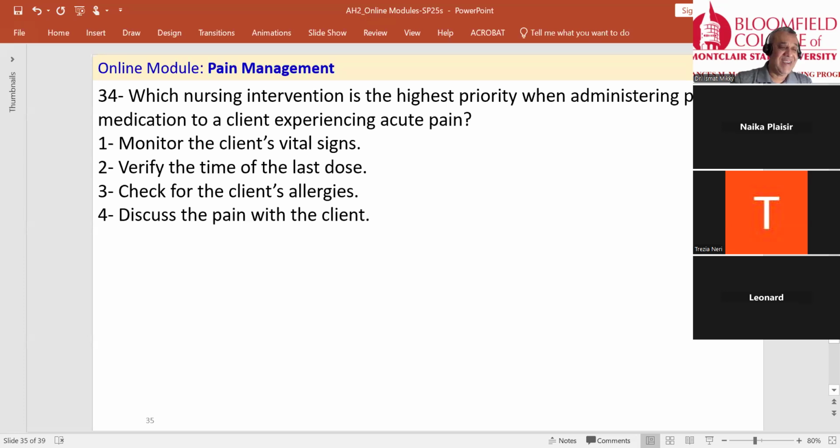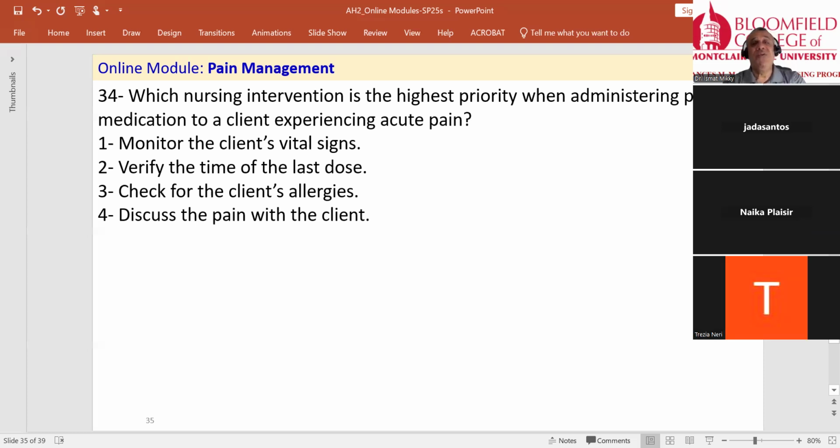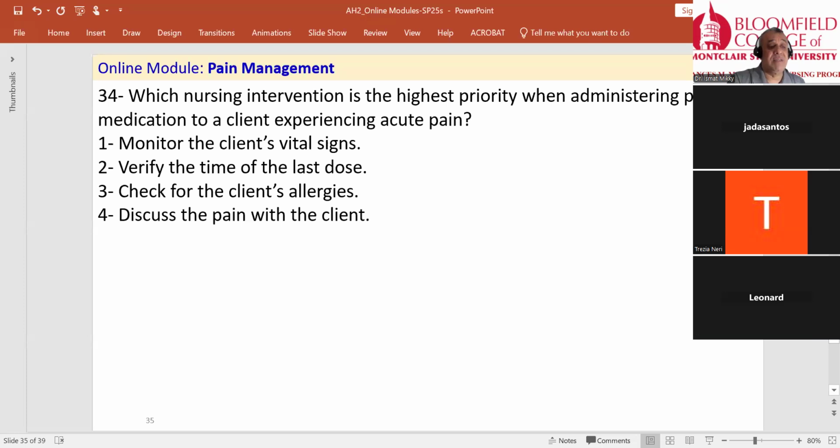Okay, everybody said a different answer. I think it's vital signs. I think it's verify the time. I think it's check the client's allergies. But before you do anything with the patient, it's very simple: before you do anything, vital signs or allergies or anything, you discuss the pain with the patient first, right? So you would discuss it.